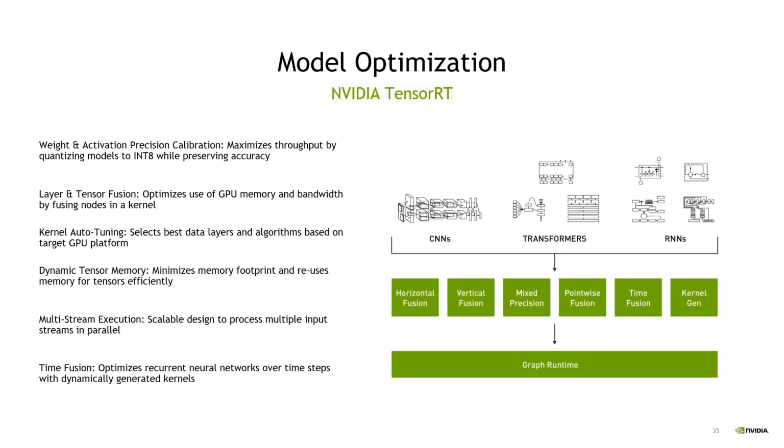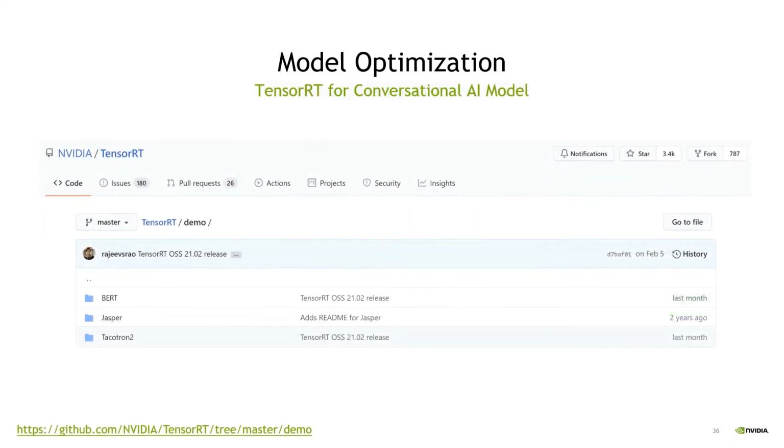In addition, TensorRT offers a flexible way of representing recurrence to fully utilize the resources. This feature is particularly interesting for TTS models using recurrent layers like Tacotron 2. If you are interested in conversational AI model optimization, do check the TensorRT GitHub to find examples of inference using TensorRT for BERT, Jasper, and Tacotron 2.